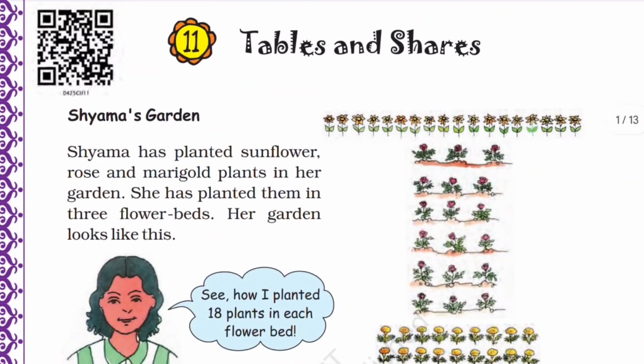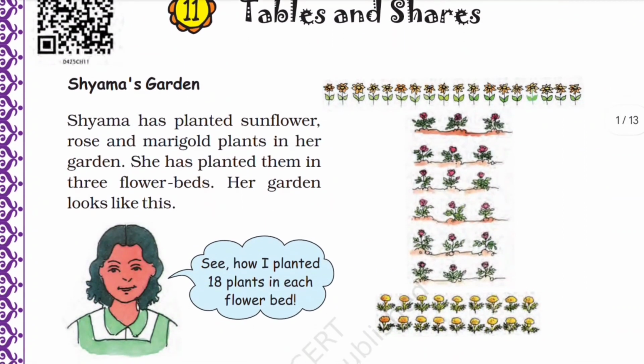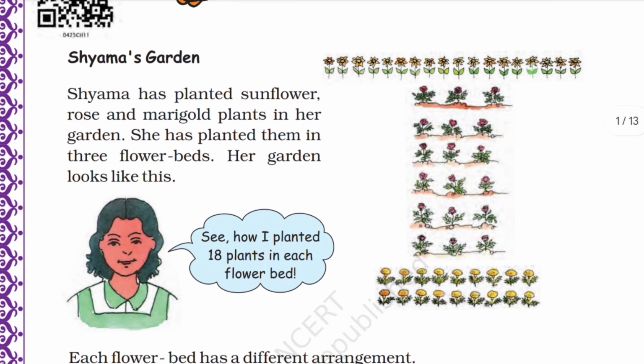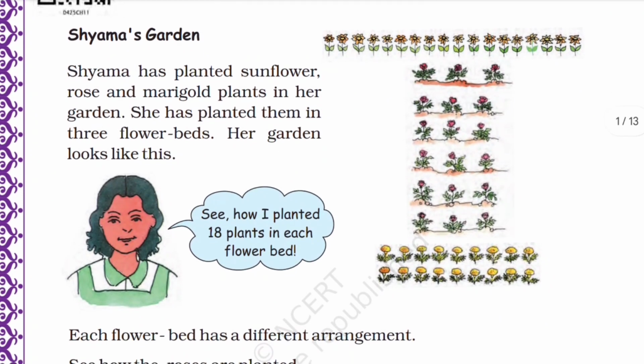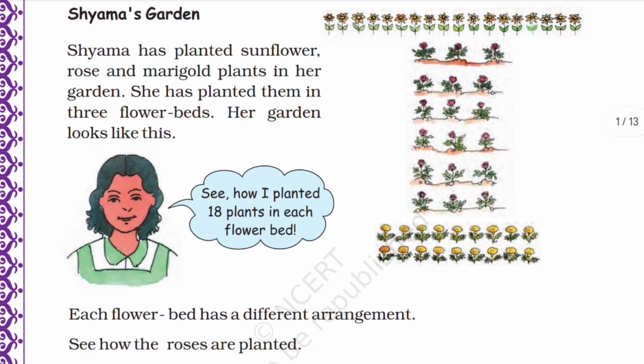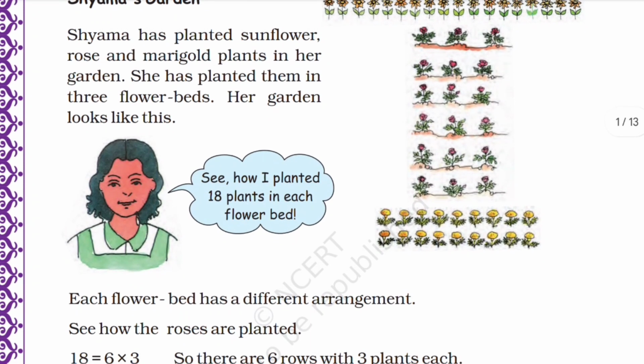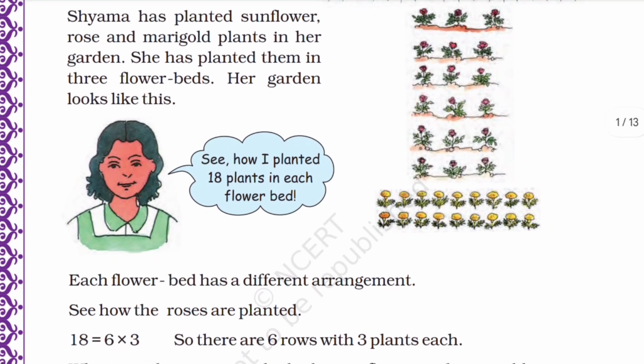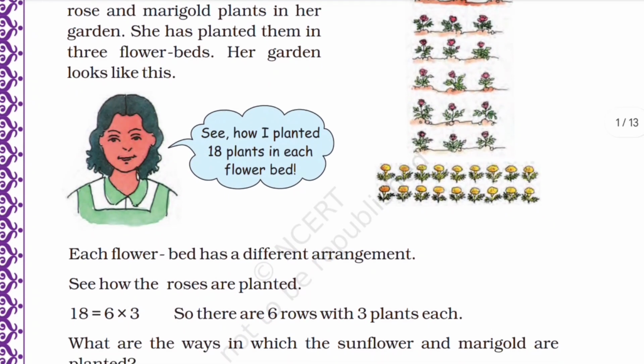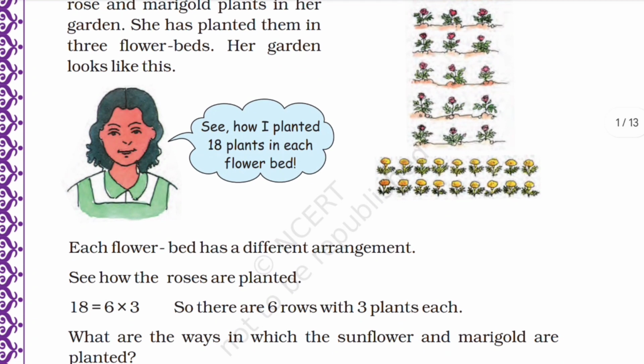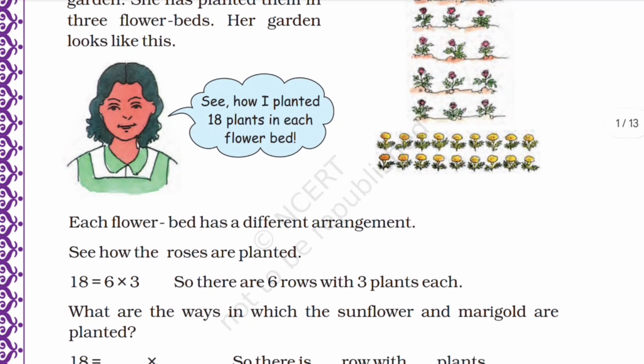Let's share Shyama's garden. Shyama has planted sunflower, rose, and marigold plants in her garden. She has planted them in three flower beds. Her garden looks like this. See, she has planted 18 in each flower bed.